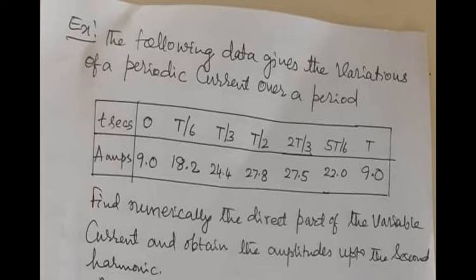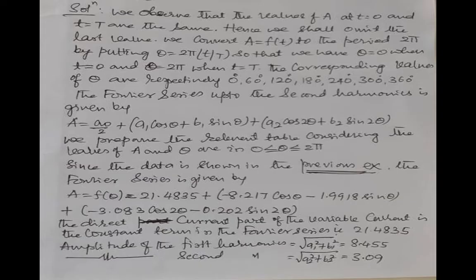For 0, amperes will be 9.0. Again for T at the end it will be 9.0. This means both the initial point and end point coincide. That is why it is said that it completes one cycle. To define a cycle, we consider either the initial point or the end point.